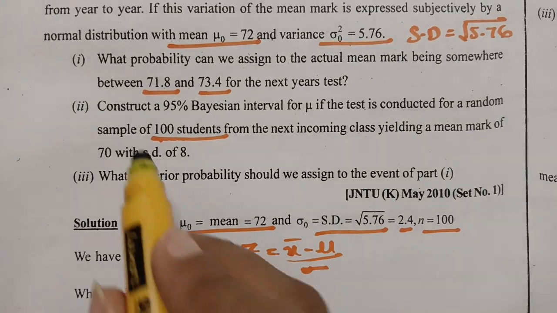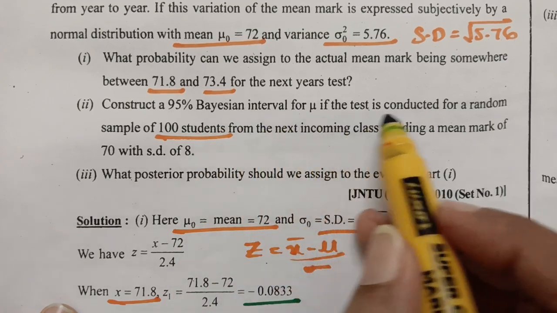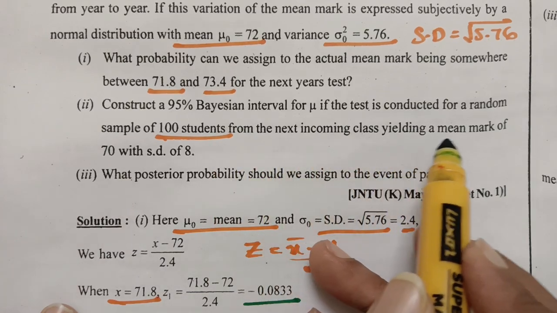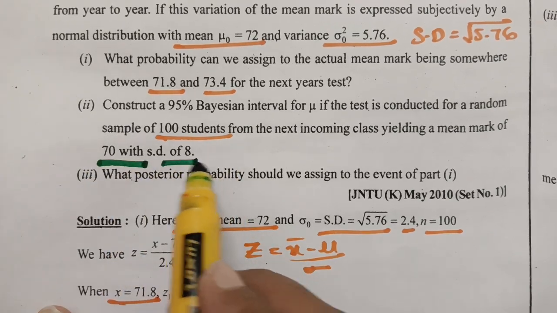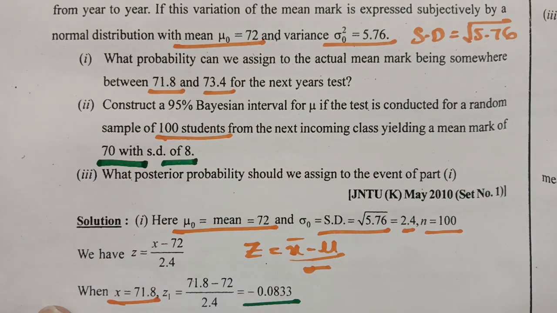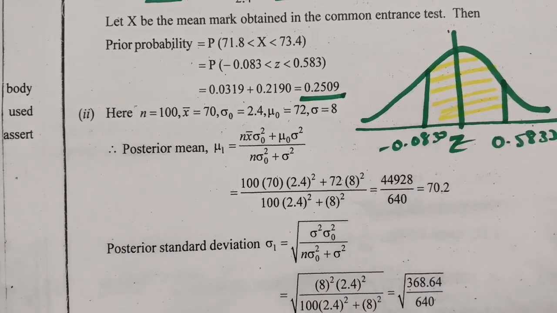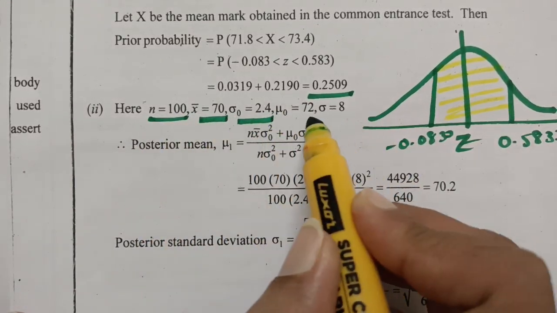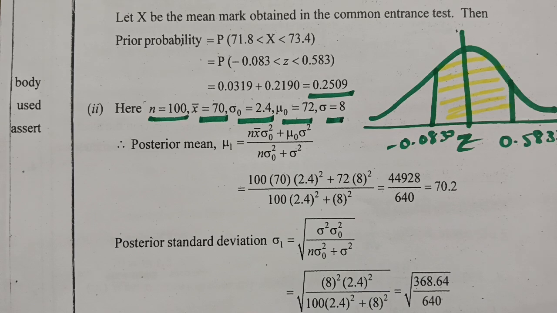The next question is: construct a 95% Bayesian interval for mu if the test is conducted for a random sample of 100 students from the next incoming class, yielding a mean mark of 70 with standard deviation 8. So this is the second question. We have to find the Bayesian interval with 95% confidence. For the next year, n is given as 100 students, x bar is given as 70, sigma naught is given as 2.4, mu naught, which we previously got, is 72, and sigma is equal to 8.